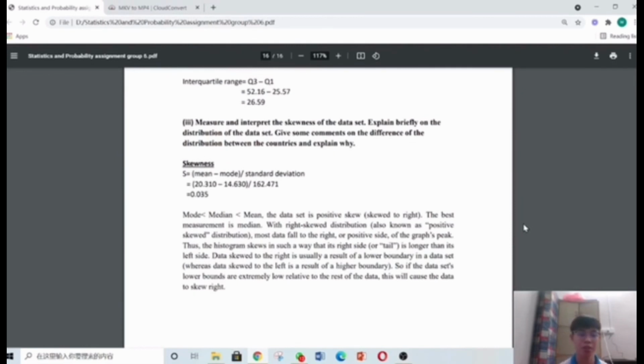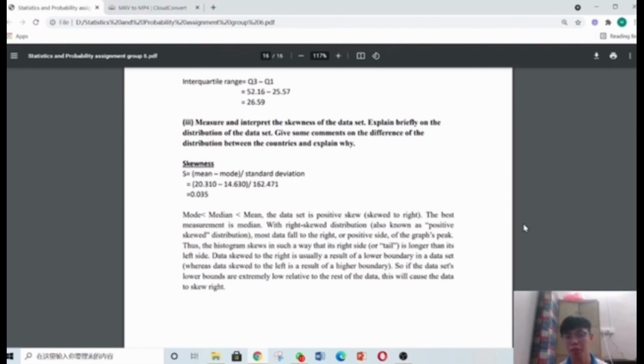So the skewness, we have one formula. So the formula is mean minus mode and then divided by standard deviation. So we can get the value of mean is 20.310 and mode is 14.630 and the standard deviation is 162.471. So put it in the formula, we can get a positive value. So our skewness is positive. Our mode is the smallest value and our mean is the biggest value. So the data set is positively skewed to the right.